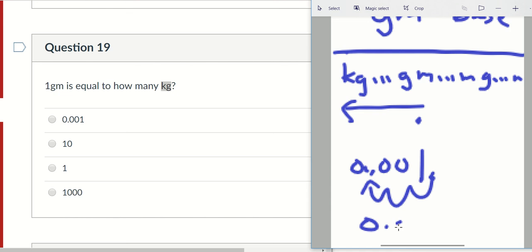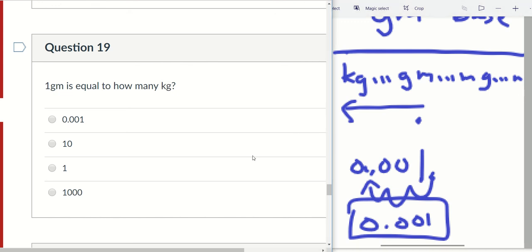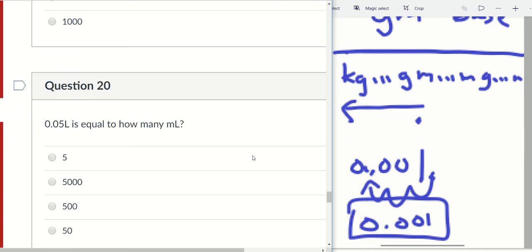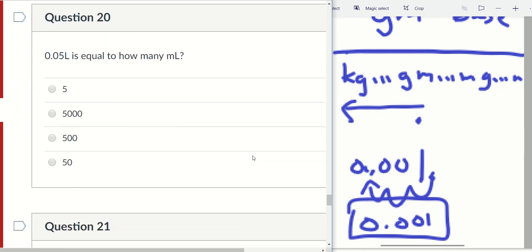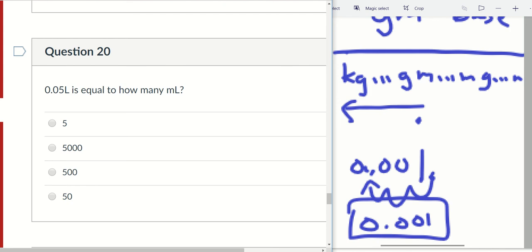We'll fill in our decimal points. So 1 gram is how many kilos? 1 gram is 0.001 kilograms. Okay. So that is converting within the metric system, because everything is a 1,000-fold difference in between each unit. You just either multiply or divide by 1,000.